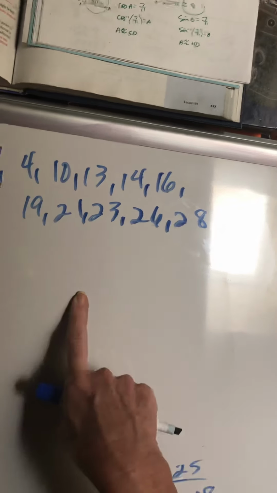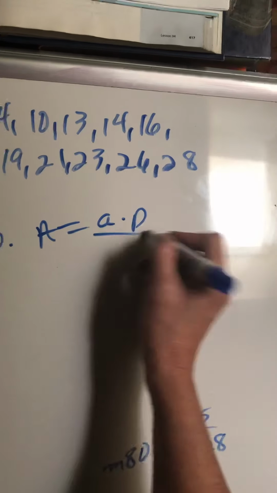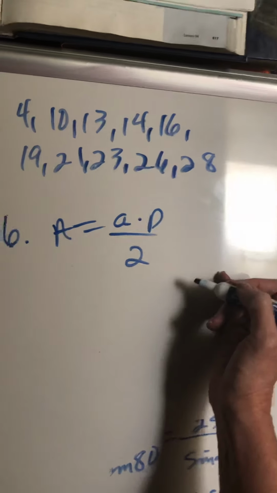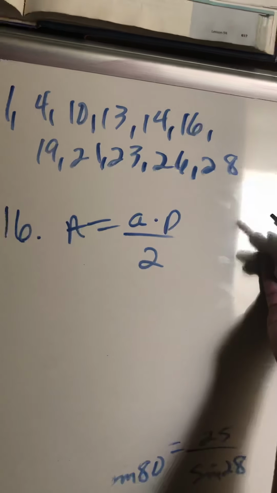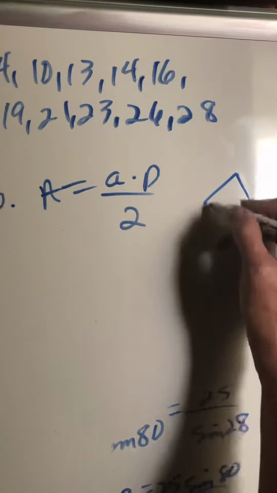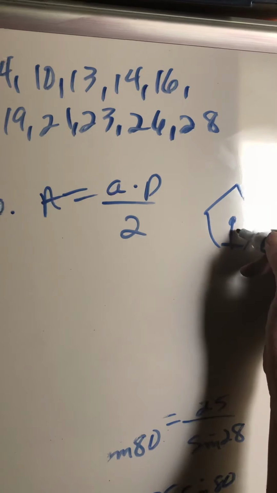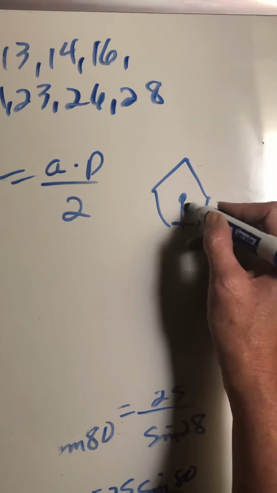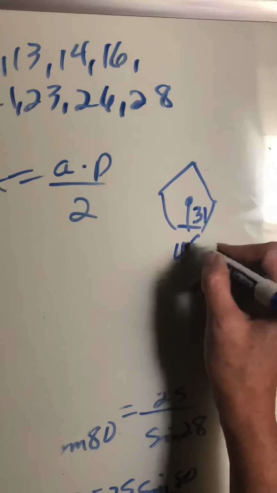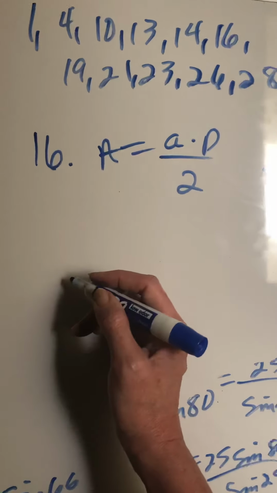16, they give you the apothem. Remember on 16, your area is apothem times perimeter divided by 2. Well, they give you the apothem of this pentagon, and then they tell you the side length. Remember a pentagon has 5 sides. They give you the apothem as 31, and your side length is 45. You should be able to finish it from there. Make sure you label it.